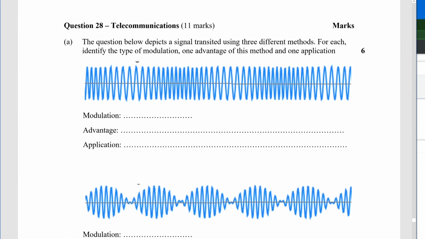Okay, I think we're in the home stretch now. Telecommunications. The question below depicts a signal transmitted using 3 different methods. For each, identify the type of modulation, one advantage of this method, and one application.